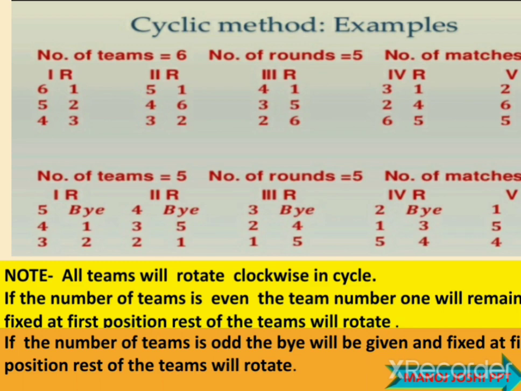Then again, the place will be shifted clockwise. So that's why 3 will shift 4. So then 3 is coming instead of 4 and 4 is shifted. So in the fourth round we can see bye, 3, 4, 5, 1, 2.